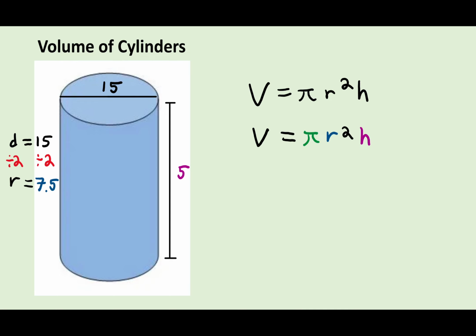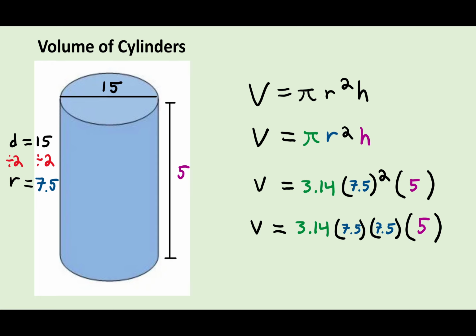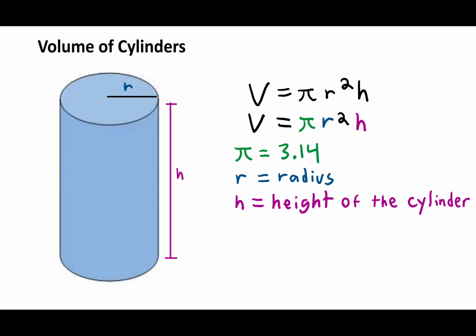Now we can proceed with our color coding. As usual, let's plug in our values to replace the colored variables. Pi is always replaced by 3.14, our radius for this problem is 7.5, and our height is 5. Let's rewrite our formula to make sure we understand 7.5 squared is just 7.5 times 7.5, and now we can multiply away. 3.14 times 7.5 times 7.5 times 5 is 883.125. That's how easy it is to calculate the volume of a cylinder.